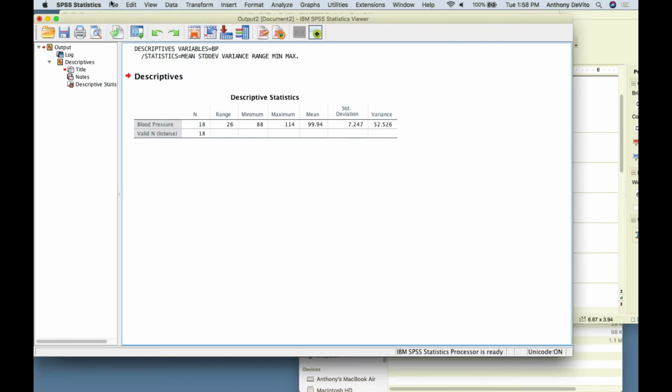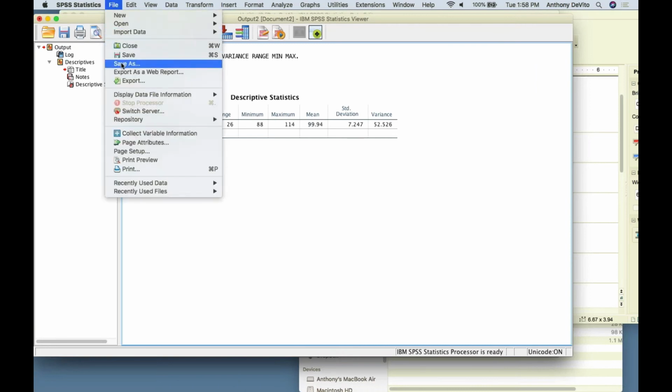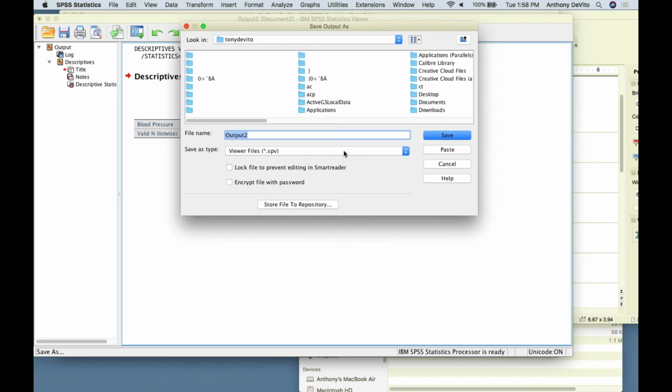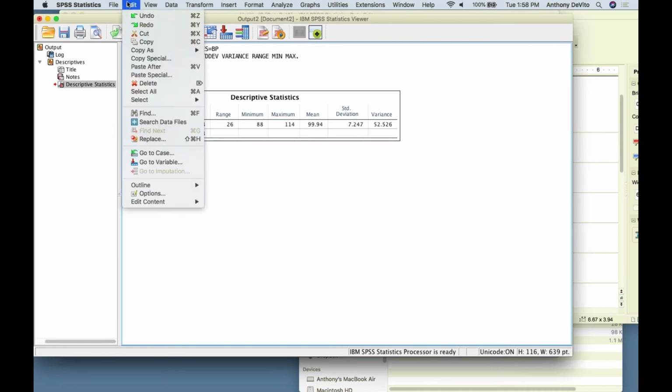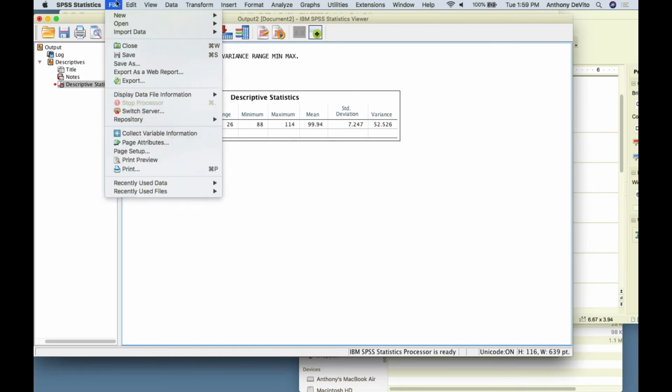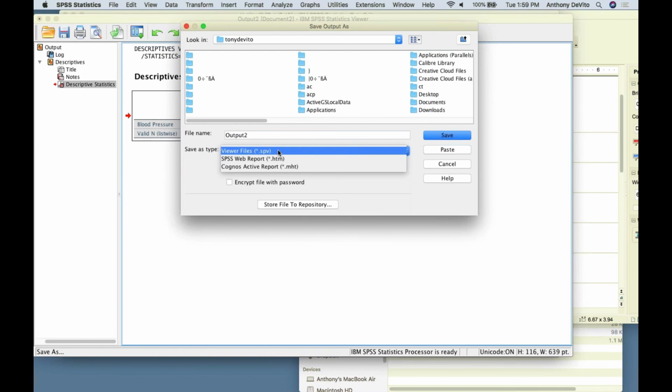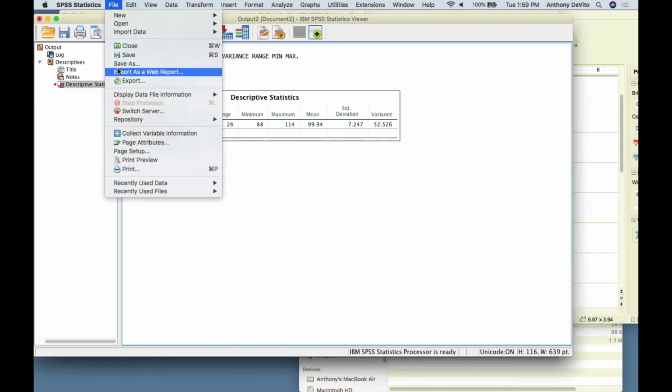If you go up to File and say Save As on the output window now, one of the options that you have, it's not there. File, let's see, case, outline, edit, save, copy as, where is it? Go to case, where's export? Oh, there it is. I'm in the wrong side. I was in edit. Go up to file and say save as. Yep, I'm still in the same thing. Try it again. File, export as a web report, or you can go down to export again.